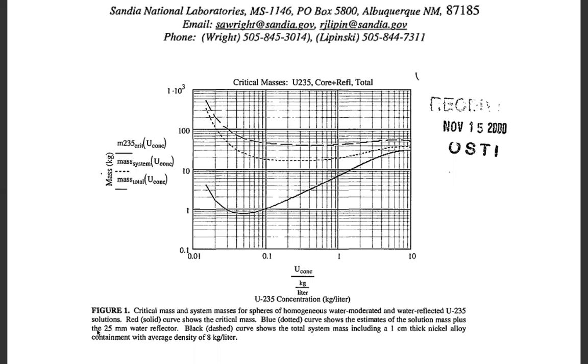Okay, let's read the caption. It says, Figure 1, critical mass and system masses for spheres of homogeneous, water moderated, and water reflected U235 solutions. So there's a reflector over here also. The red solid curve shows the critical mass. The dotted curve shows the estimate of the solution mass plus the 25 millimeter water reflector. The black dashed curve at the top shows the total system mass, including a 1 centimeter thick nickel alloy containment with average density of 8 kilograms per liter. So I would say this is a very, very useful figure for you.